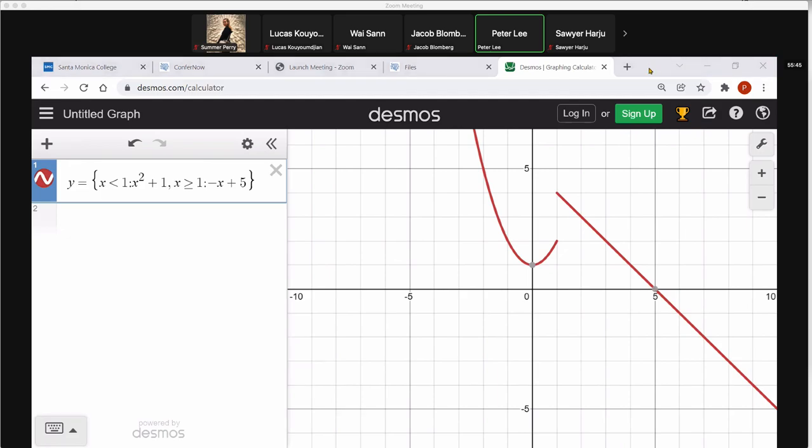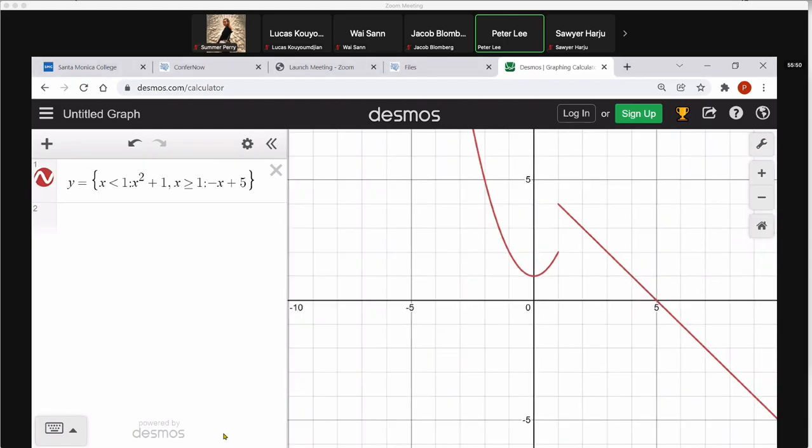How do I annotate this? Wait a minute, I don't know how to annotate. Here? Okay, I see. Oh, there we go. Annotate. There we go.